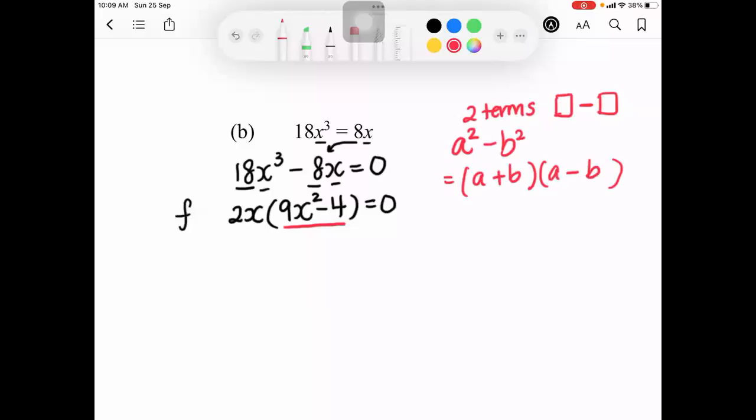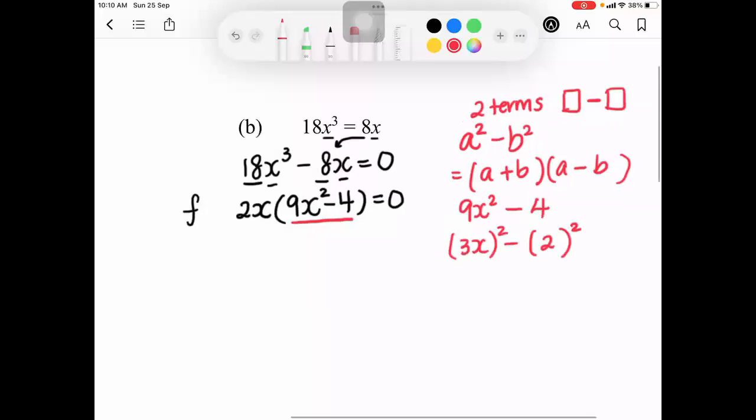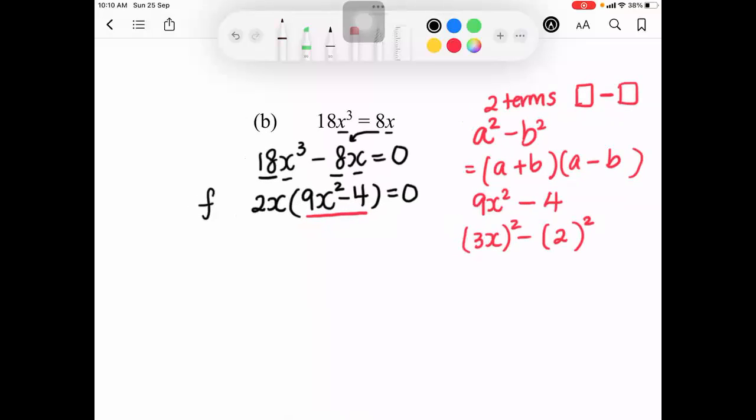In this case, let's see, 9x squared. What times what gives me 9? 3. So this is 3x whole thing squared. Then 4, what times what gives me 4? 2 times 2 gives me 4, right? So this one will be 2 squared. So in this case, I keep the 2x, 2x doesn't disappear. Got 2 brackets equals to 0.